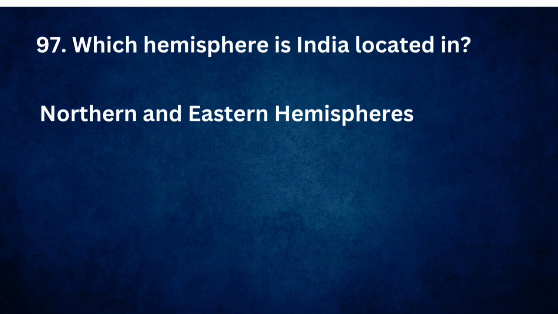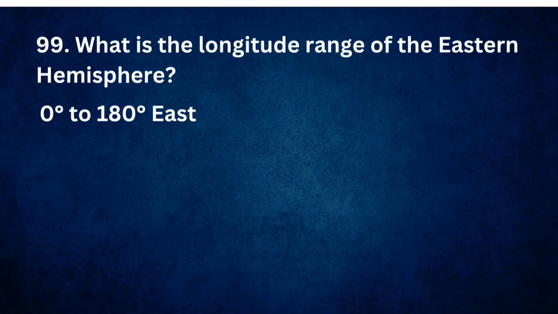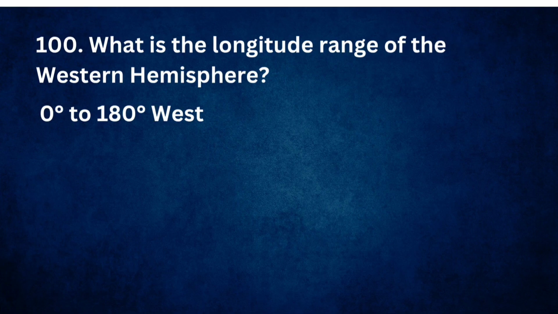Which hemisphere is India located in? Northern and Eastern hemispheres. What are the coordinates of the intersection of equator and prime meridian? 0 degrees latitude, 0 degrees longitude. What is the longitude range of the Eastern hemisphere? 0 degrees to 180 degrees east. What is the longitude range of the Western hemisphere? 0 degrees to 180 degrees west.